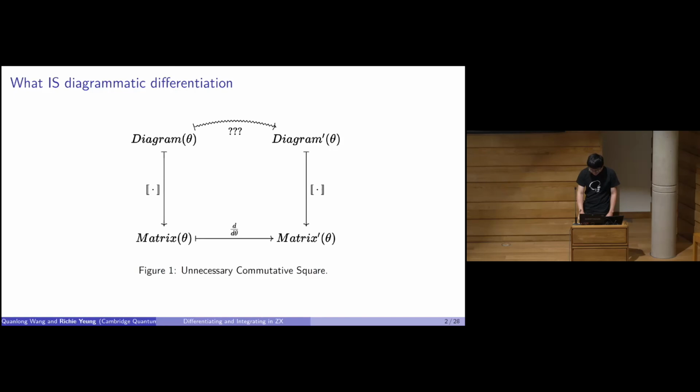So thanks to the very excellent talks given by Margarita and Honey just now, I don't need to go too much into detail on what diagrammatic differentiation is. But as a recap, every parameterized diagram represents a parameterized matrix, which you can take the derivative of. So diagrammatic differentiation is whether you can go from the diagram first and then interpret it as the differentiated matrix.